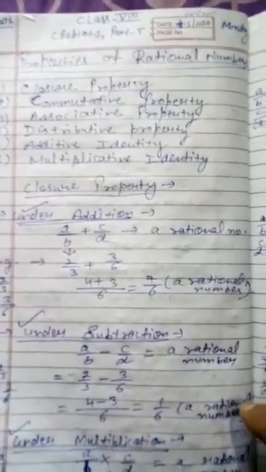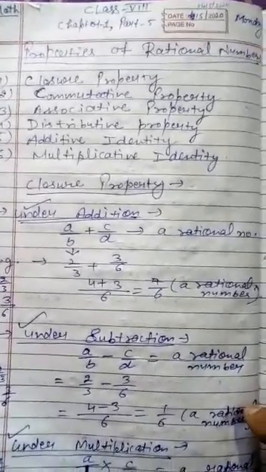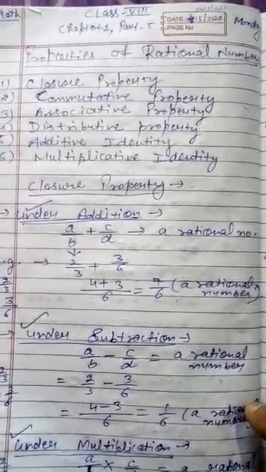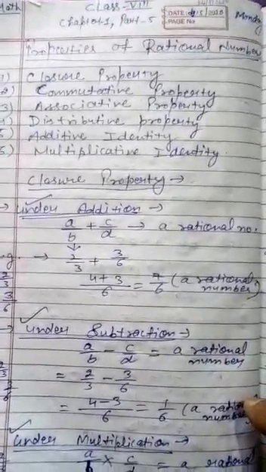Good morning students. Today we will do part 5th of chapter 1st, that is properties of rational number. This is the last part of this chapter. After that your first chapter will complete.